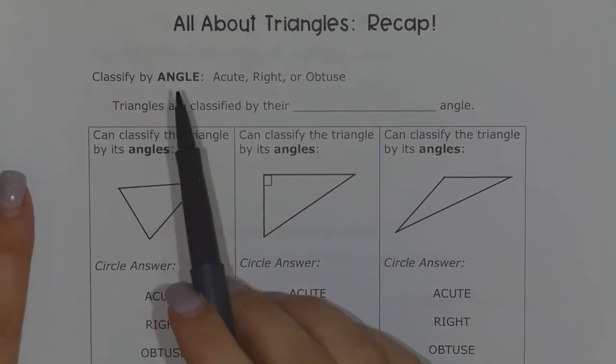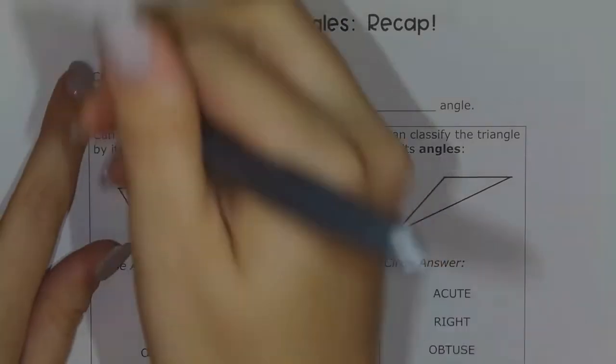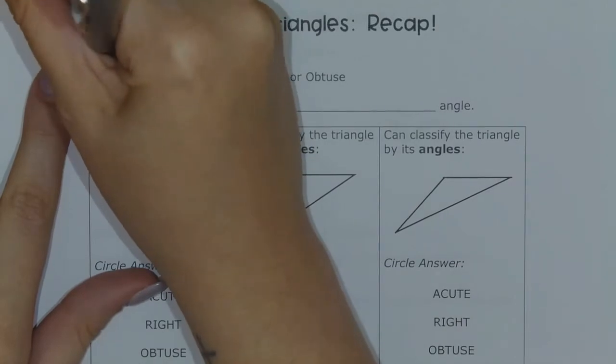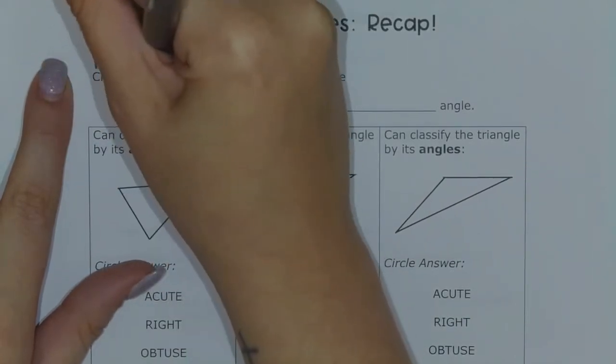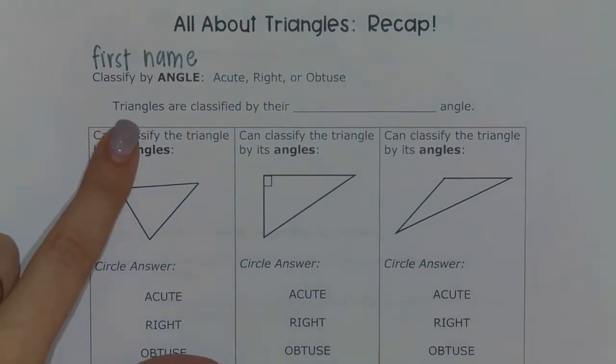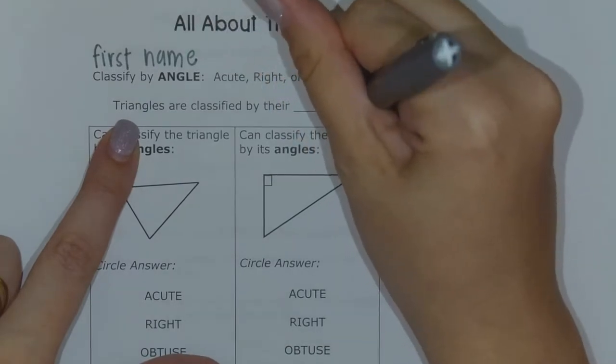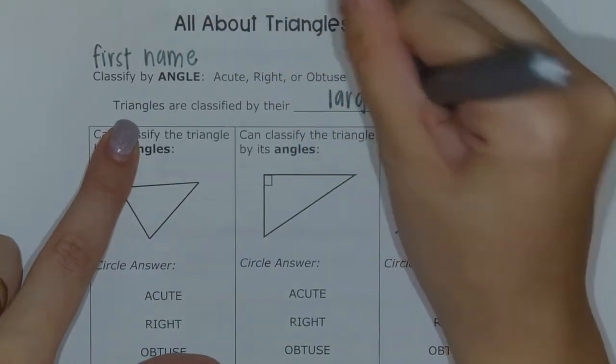So when we classify an angle by those three different angles, it's kind of like we're giving a triangle a first, a middle, and a last name. The angle is like the first name of the triangle. So we're trying to figure out what is the first name here. Now, when I give a triangle a first name, I'm classifying it by the largest angle.